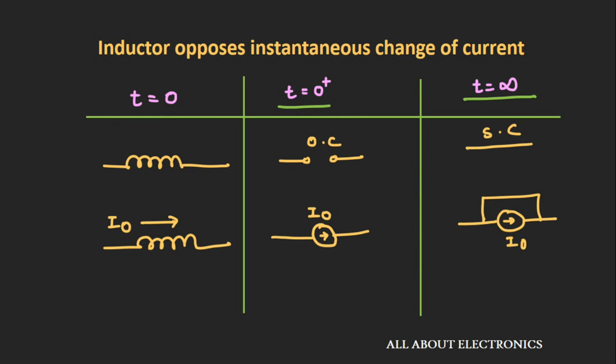Similarly, at time t = 0, if some current I0 is flowing through this inductor and suddenly the source is disconnected from that inductor, then at time t = 0+ the current I0 will continue to flow through this inductor. We can say that at time t = 0+ this inductor will act as a current source with a value of I0, and at time t = infinity this inductor will act as a short circuit.